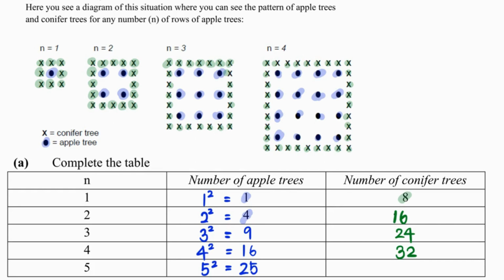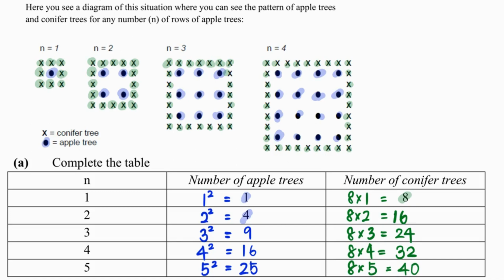And as we move on to the number of conifer trees, I see a pattern. 8, 16, 24, 32. These are what we call multiples of 8. So 8 times 1 is 8. 8 times 2, 16. 8 times 3, 24. 8 times 4, 32. 8 times 5, 40. And we are done with the table.